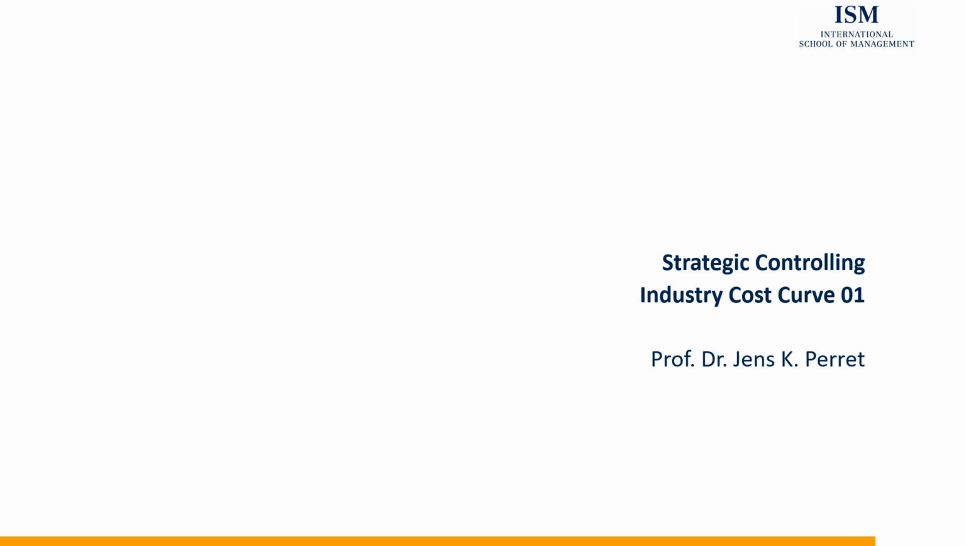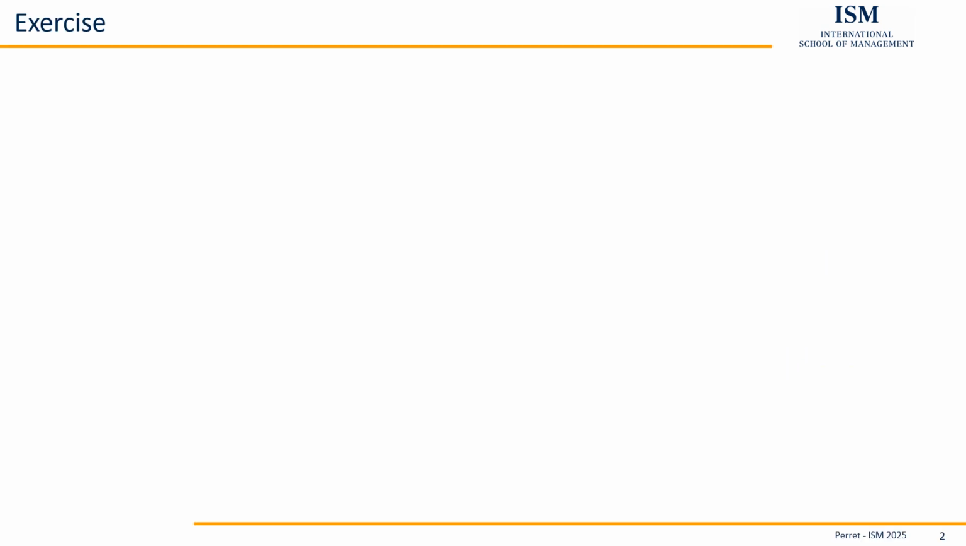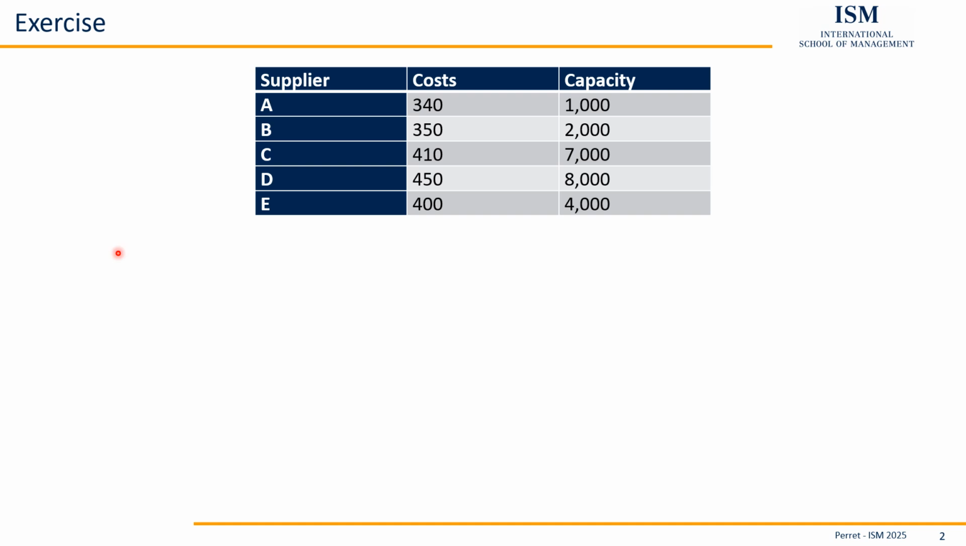Welcome to this exercise on the industry cost curve. Here we have information for 5 suppliers, and for each of the 5 suppliers we have the costs or the prices they charge and the capacity they could supply to the market. In addition to this information, we also know that total market demand amounts to 7,500 units.